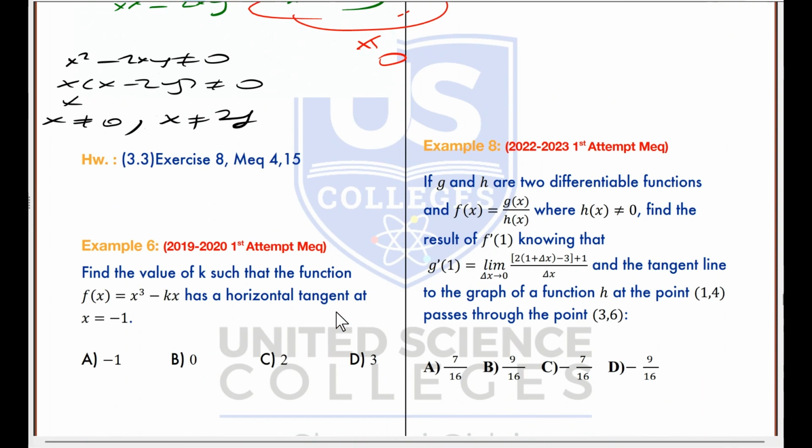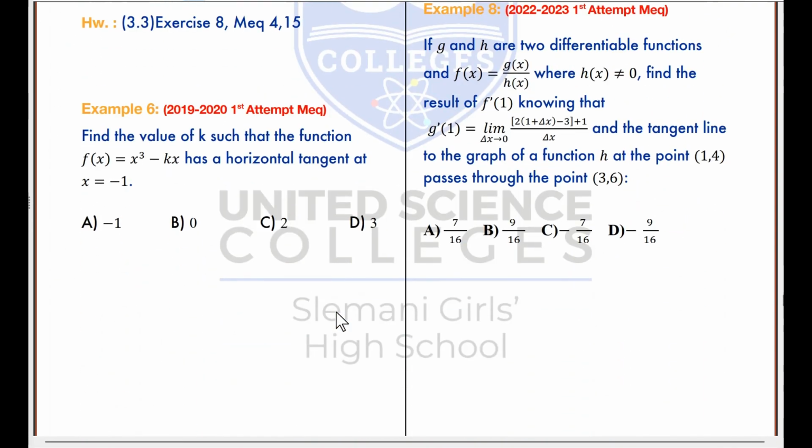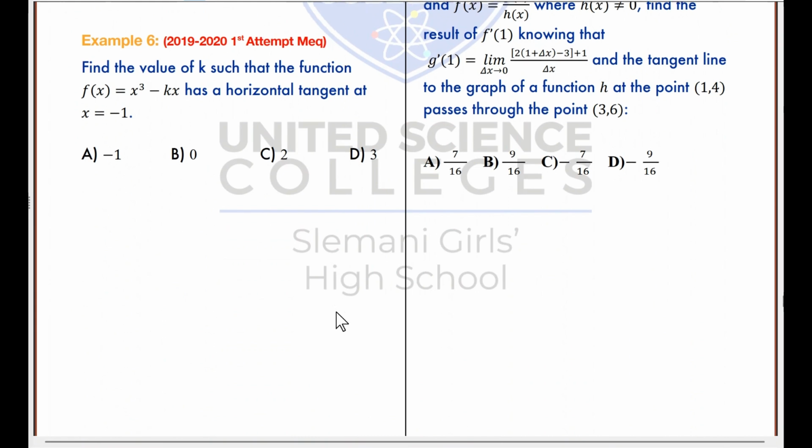Okay, another question. Let's take a look at some ministry questions. Find the value of k such that the function has a horizontal tangent line. You remember what horizontal tangent line is? Section 2. The derivative being equal to 0, right? If the tangent line is horizontal, its slope is 0. Slope means derivative, so equalize derivative to 0.